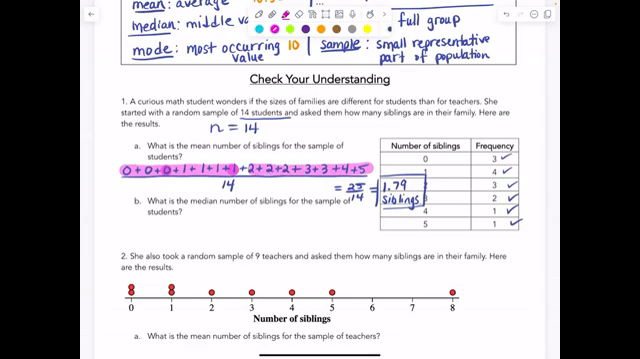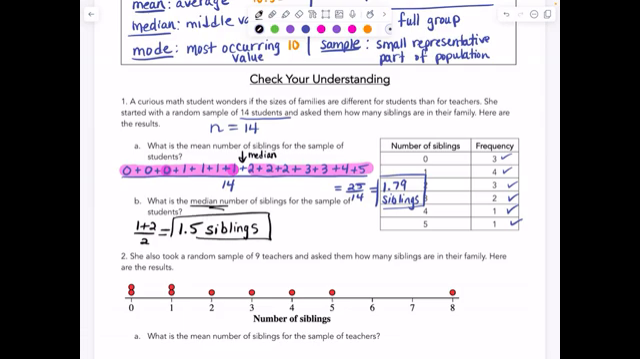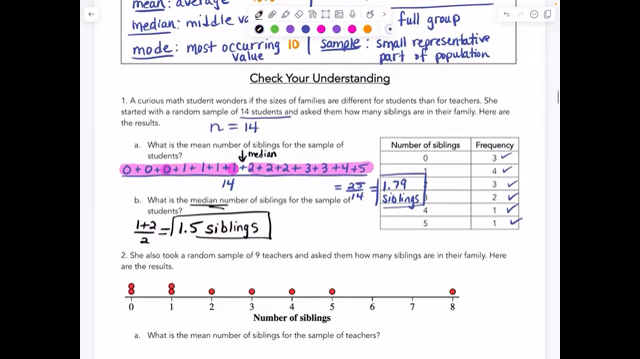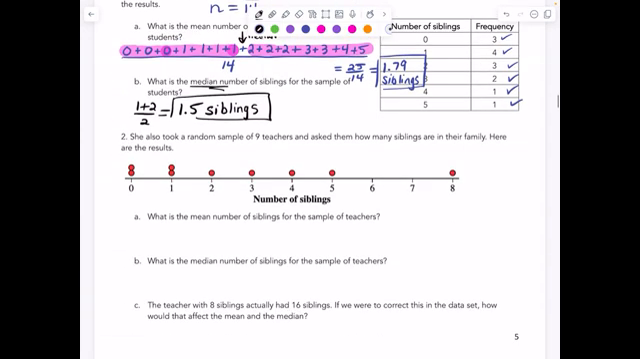So notice when you have an even data set, the median is right here. So it is the average of the 2 in the middle. So the median in this case, we have to do 1 plus 2 divided by 2, or 1.5. So if you have an even number of data points like 14, you've got to average the 2 numbers in the middle. So 1.5 siblings. I know we can't have 1.5 siblings or 1.79. It's just reporting some statistics and some data.